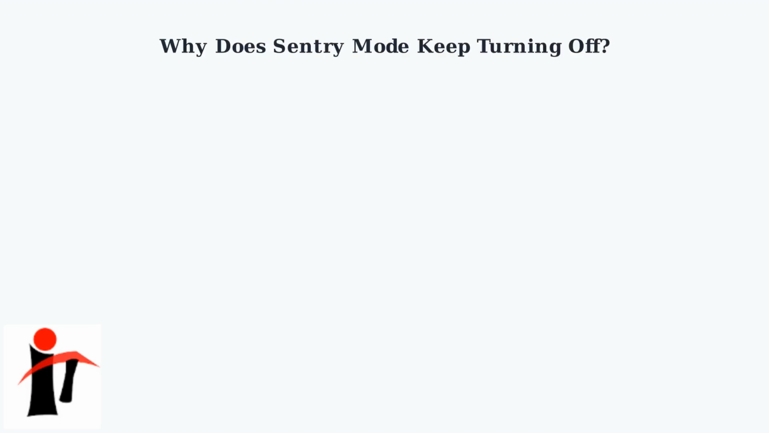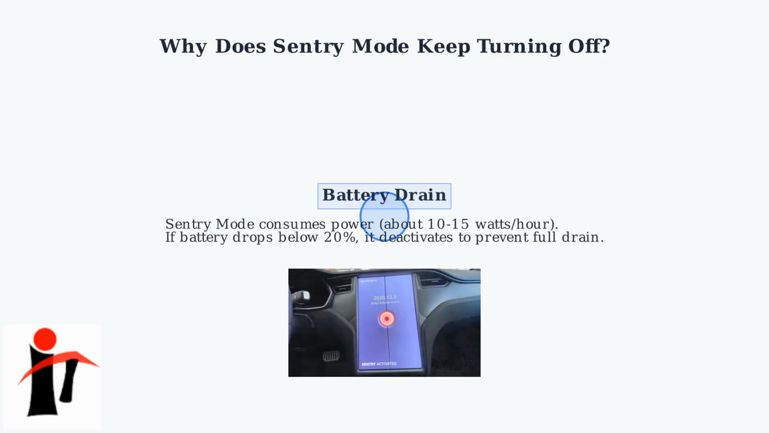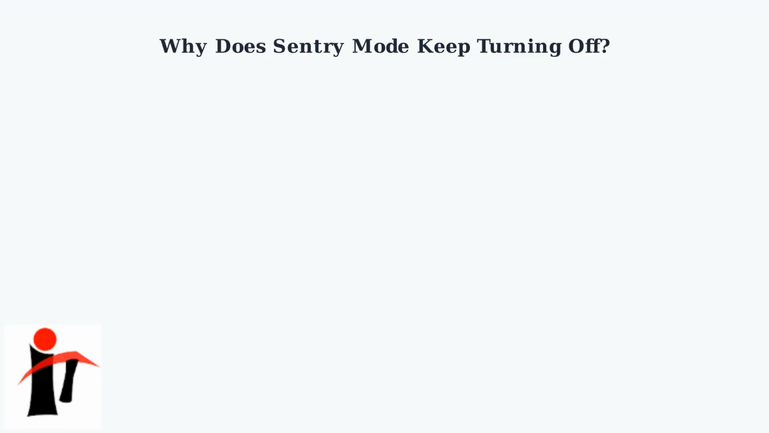Sentry Mode on your Tesla Model 3 can turn off for three main reasons: battery drain, incorrect settings, or location exclusions. First, battery drain. Sentry Mode uses power, about 10 to 15 watts per hour on average. If your battery level drops below 20%, the system automatically deactivates Sentry Mode to prevent a complete battery drain that could leave your vehicle inoperable.